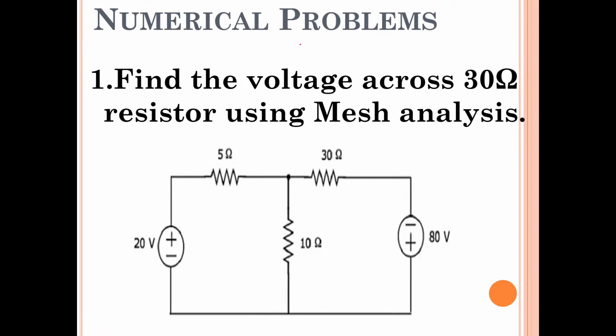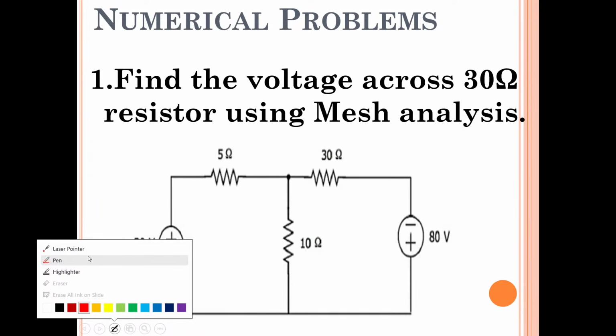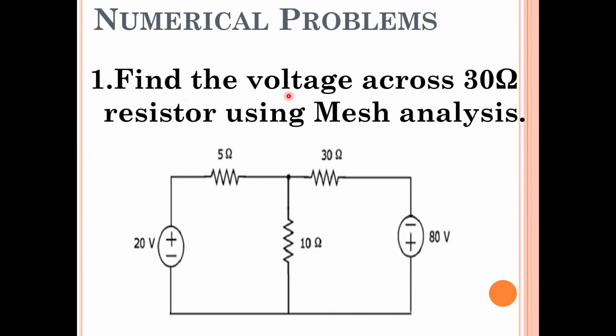So this is one of the numerical problems. We have to find the voltage across the 30 ohms resistor using mesh analysis. That's it, this is the question. This is the given circuit or network. The 30 ohms is here. They have asked us to determine the voltage across this 30 ohms by applying the mesh analysis method.